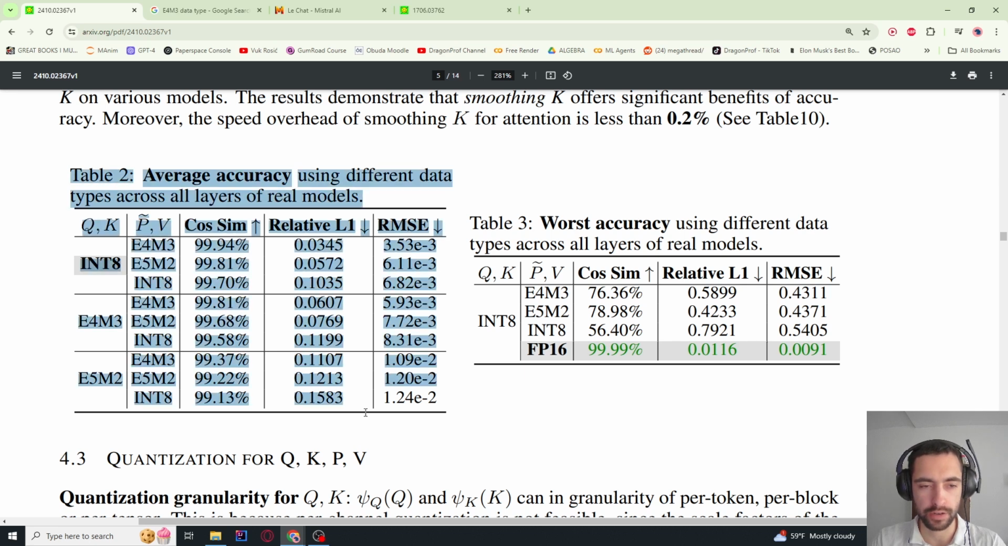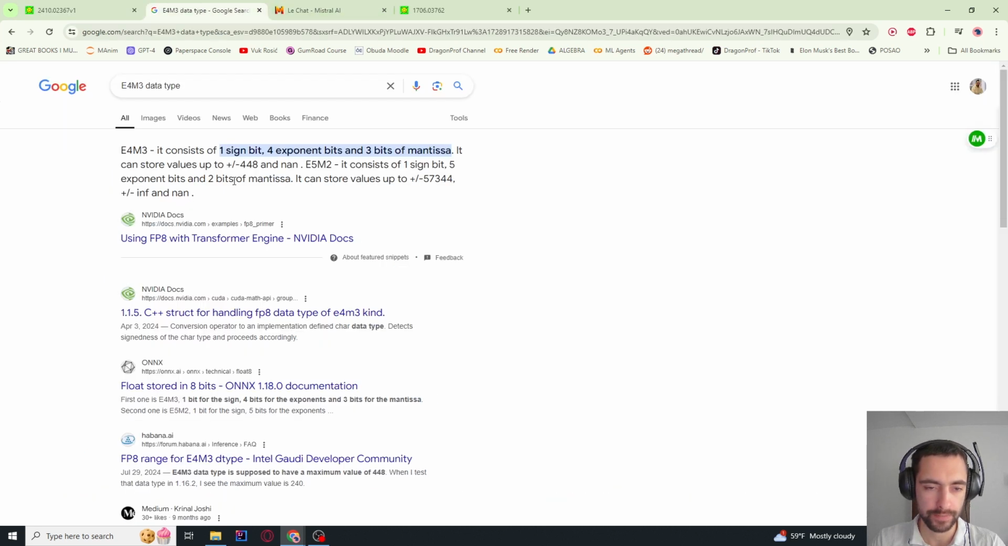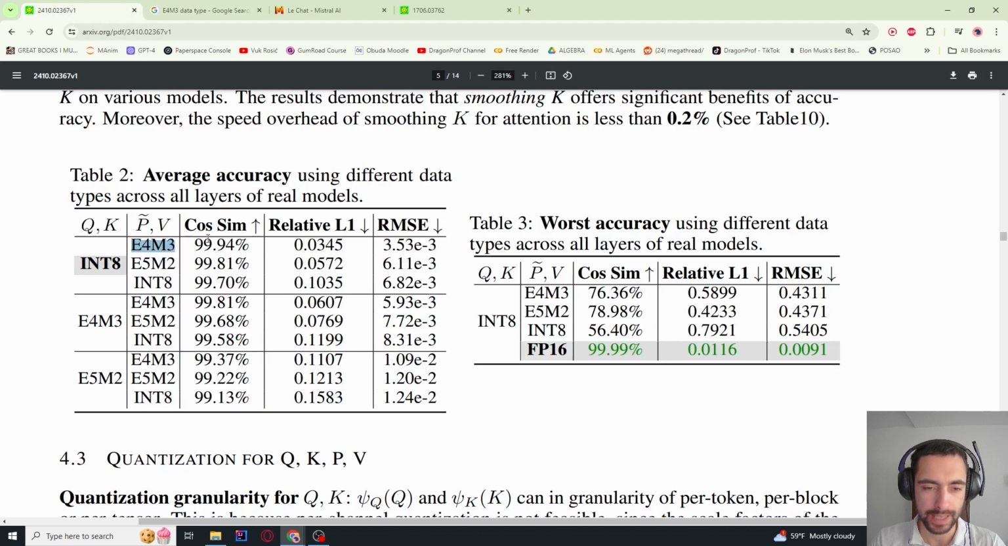Now let's take a look at this table: average accuracy using different data types across all layers of real models. If we use int8 quantization for the Q and K matrices, and we use E4M3, which is 1 sign bit, 4 exponent bits, and 3 bits of mantissa, then those show the best results. This is the cosine similarity of the expected value to the value the model produced, and then relative error.